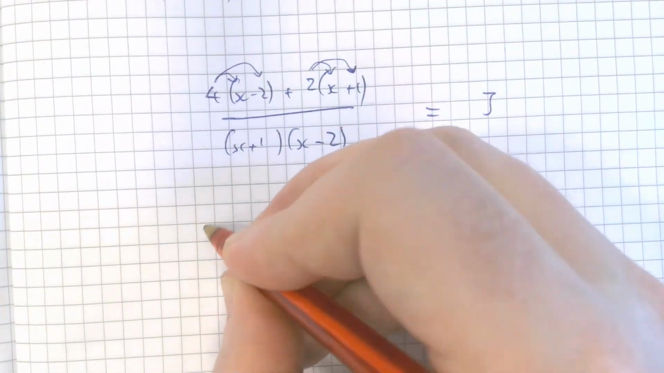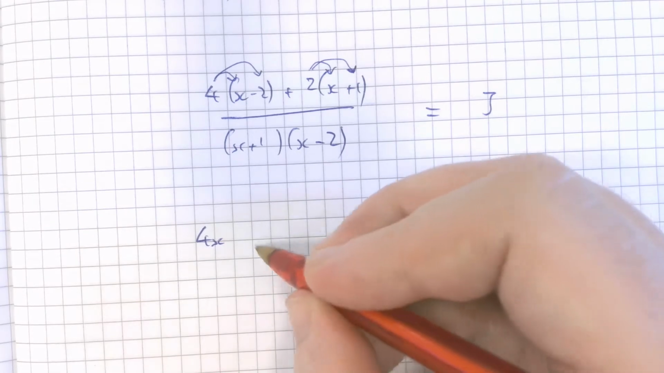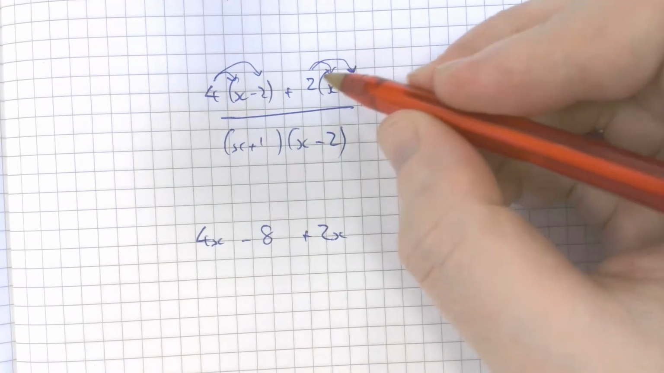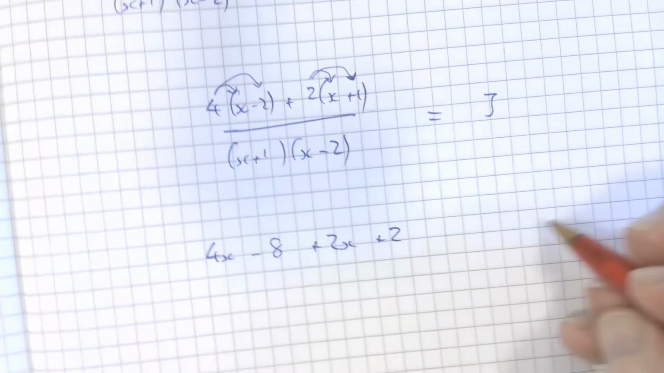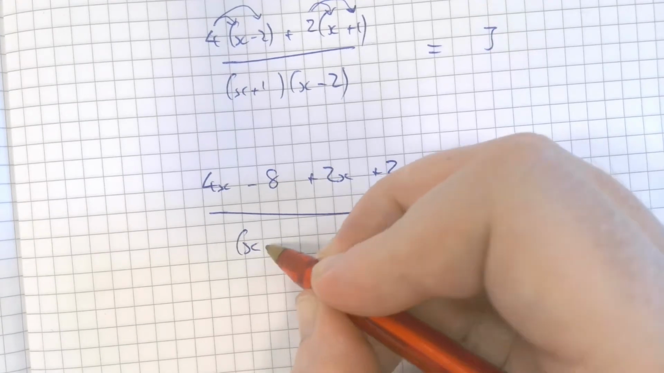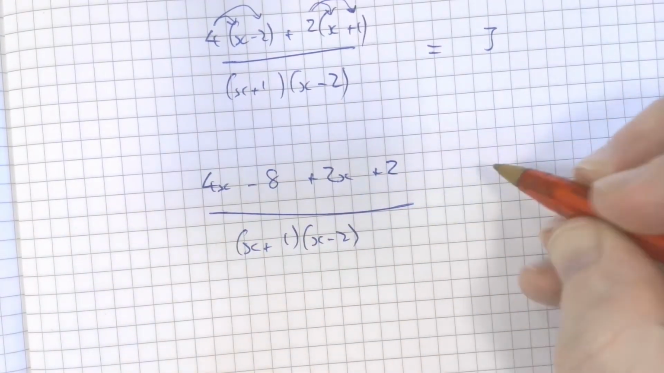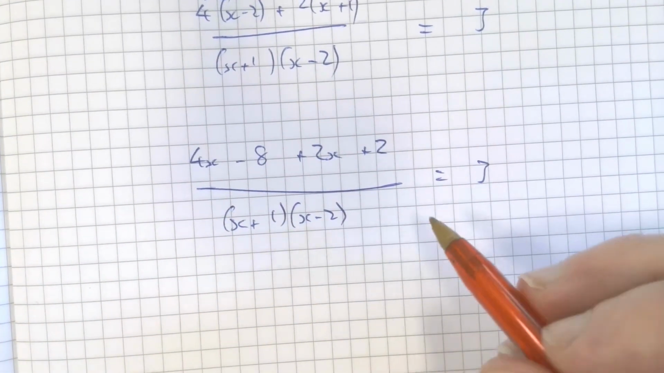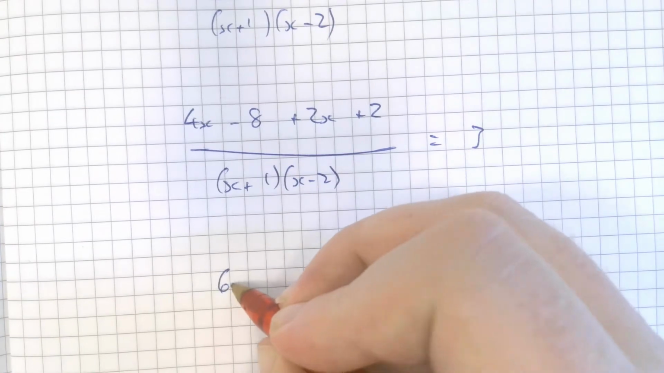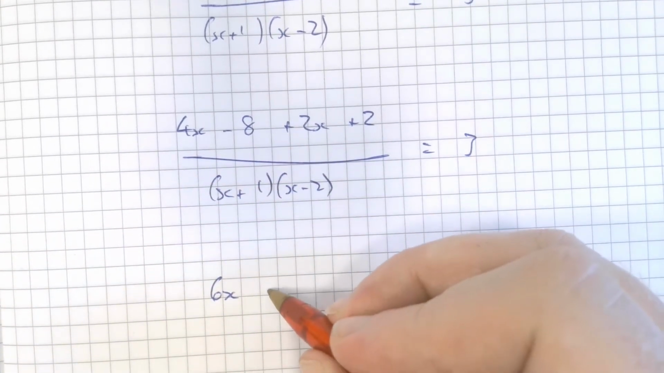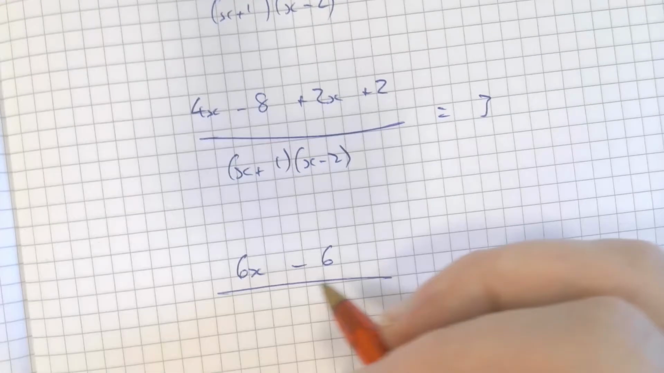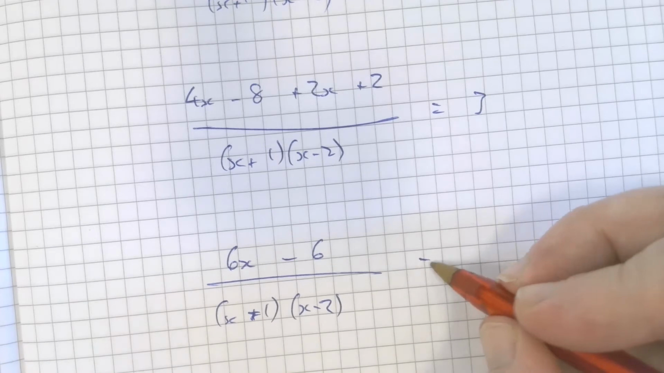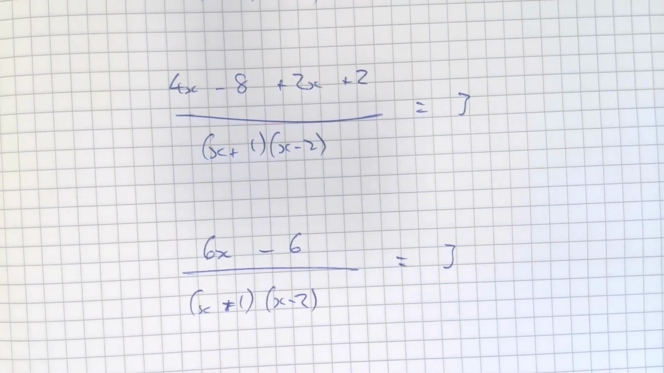4 times x, 4x, 4 times negative 2, minus 8, positive 2 times x, plus 2x, and then 2 times 1 for plus 2. All right, we've just expanded that top half of that fraction, that numerator. And the next bit is to just simplify all of the x bits and the number bits and see what happens. 4x plus 2x, 6x, negative 8 plus 2, that makes negative 6. The denominator, the bottom half, is the same as it has always been. And then equals 3 stays the same as well.